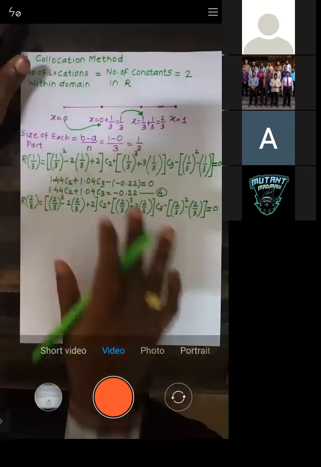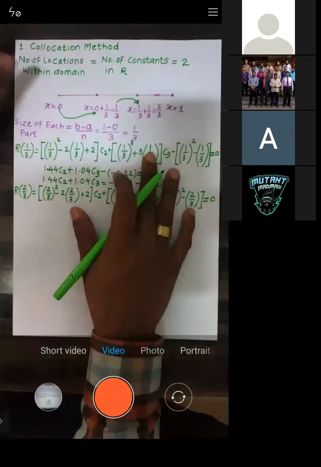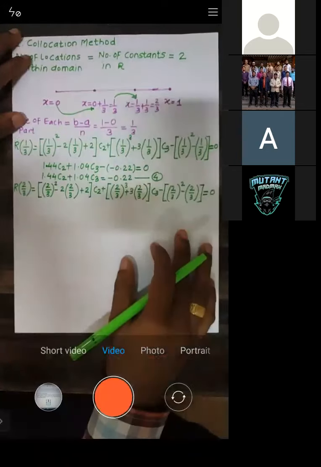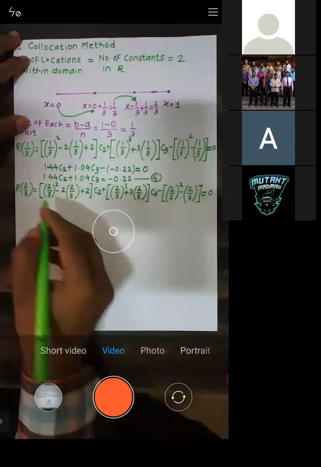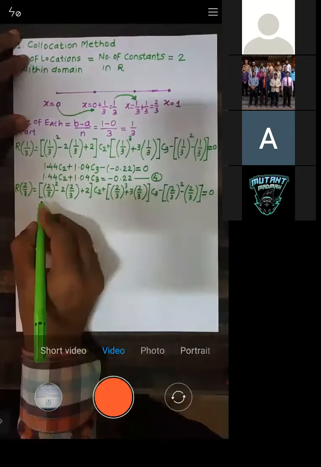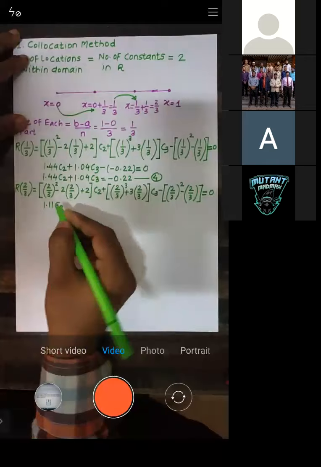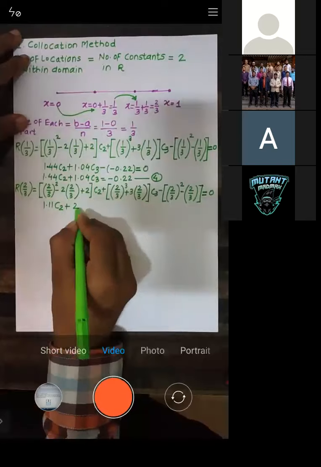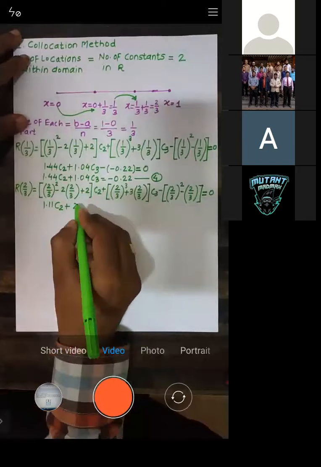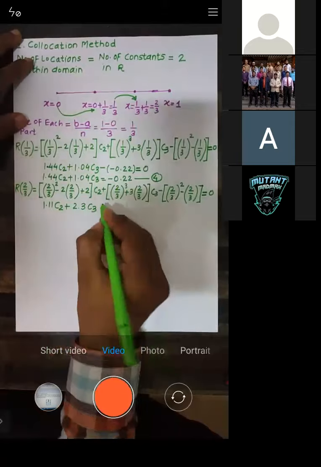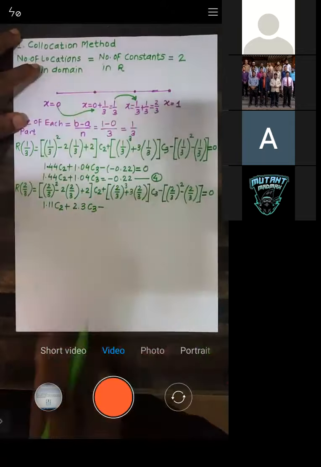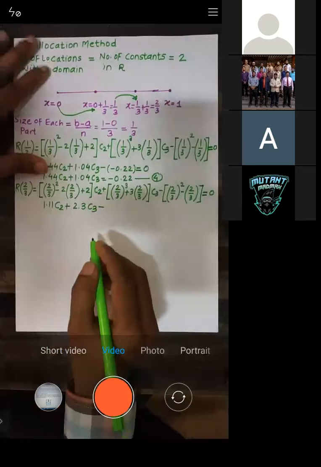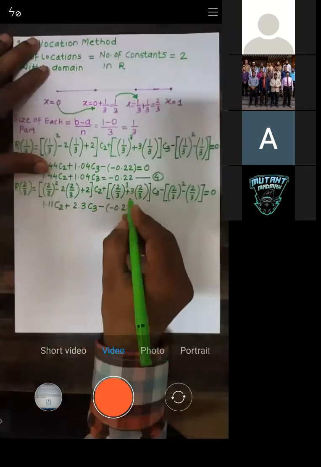Now let's do this calculation and let me know what values you are getting. When you solve this, it's a simple calculation. You'll get its value as 1.11 C2 plus 2.3 C3, and the minus sign I will write down as it is, and that term will come as minus 0.22, is equal to 0.